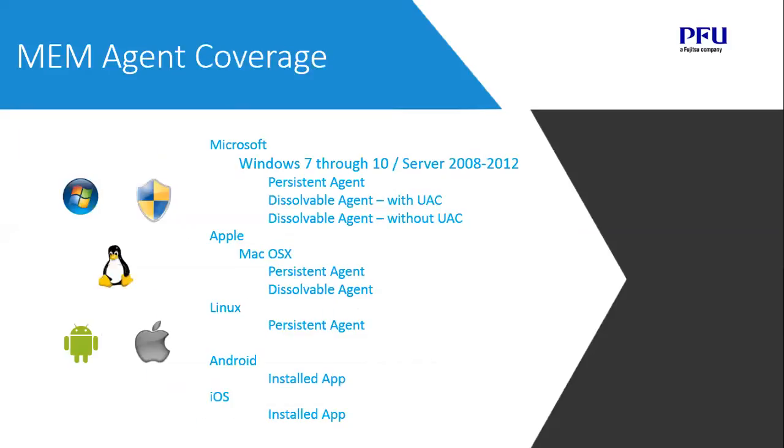So, then moving on to the next slide, this is an idea. We support a number of different operating systems, pretty much any: Windows, iOS, Linux, Android. For both iOS and Windows, there's a persistent agent that remains installed on the endpoint monitoring for compliance. There is also the option of using a dissolvable agent, an agent that runs once, doesn't leave behind a footprint, and just gathers the information without installing something on the endpoint.